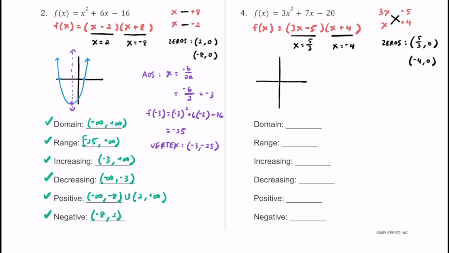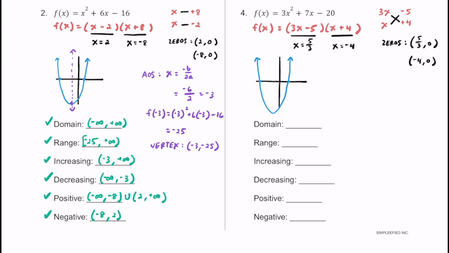The function is going to open upwards. 5/3, comma 0, that's 1 2/3, maybe that's somewhere over here. And then negative 4, comma 0 is maybe somewhere over here. So we go ahead and see what this looks like. It would look something like this. And that would be a good, maybe rough sketch here.